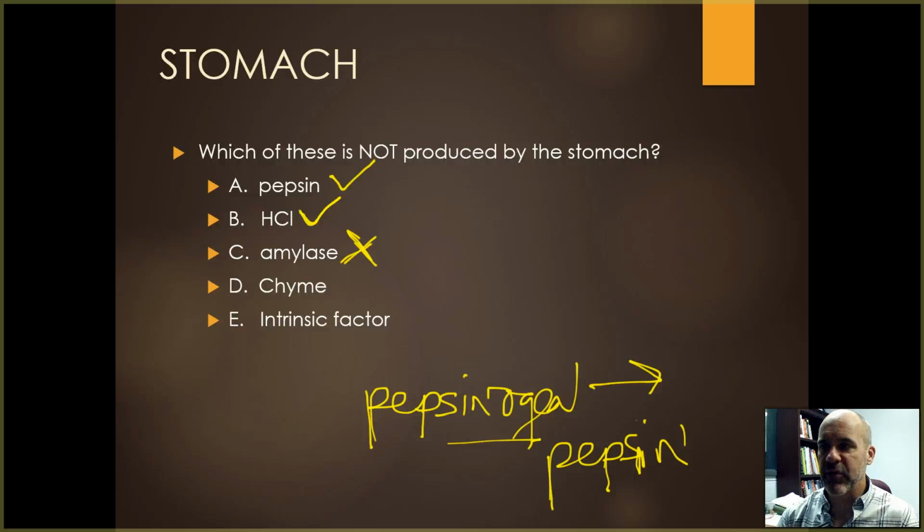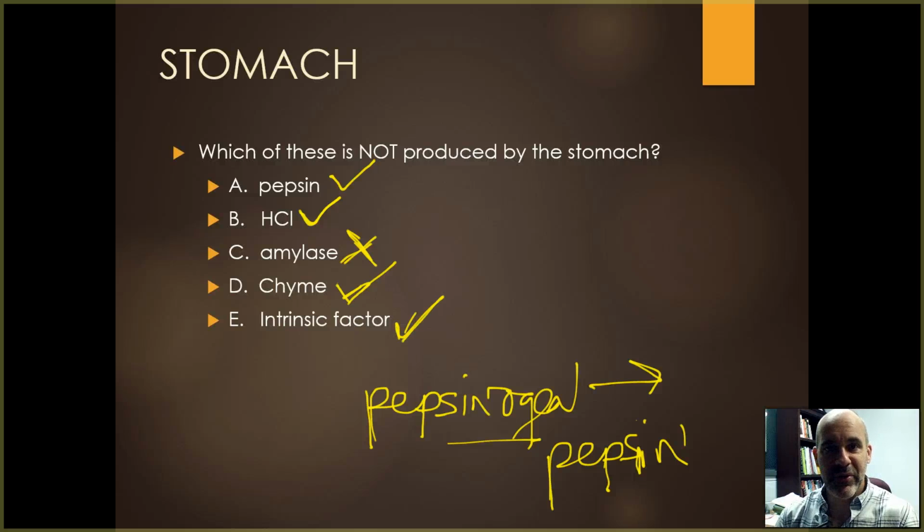Amylases, again, are enzymes that break down starches. Chyme, yeah, chyme is the name for the combination of food material and gastric juices when all that gets wadded up together in the stomach. And then it's going to move from there through the pyloric sphincter into the duodenum. That's chyme. Intrinsic factor, remember that?